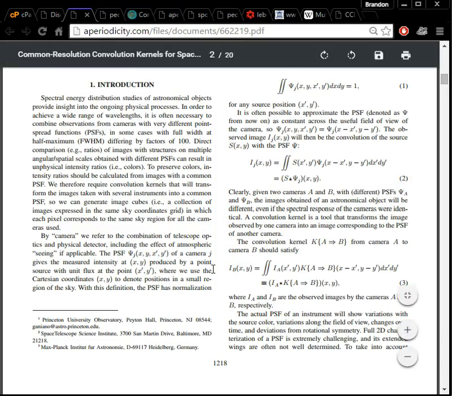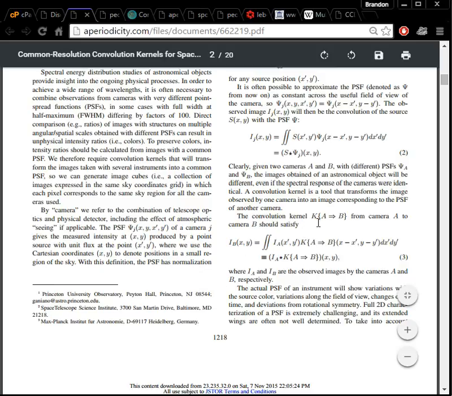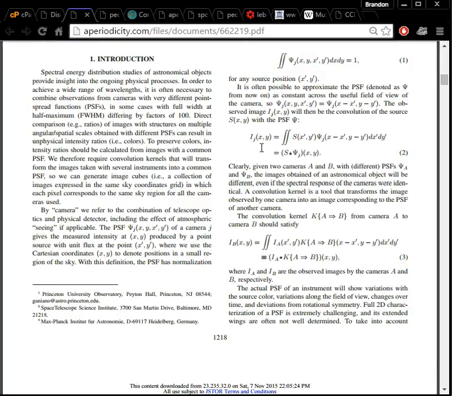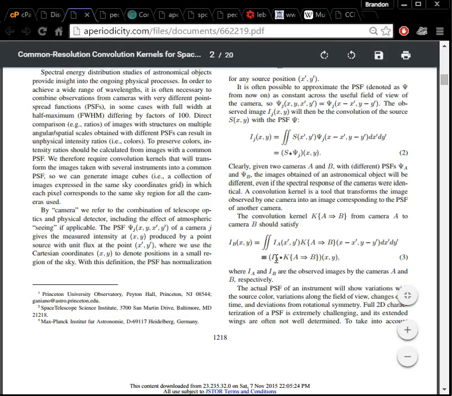So what does this mean? What is this point spread function used for? Well, as in this integral here, for equation 3, if we take the image A of this source S and we convolve it with a kernel, the convolution kernel to go from image A to image B, from an instrument A to an instrument B, then we obtain the second image as if it were taken through the other telescope.